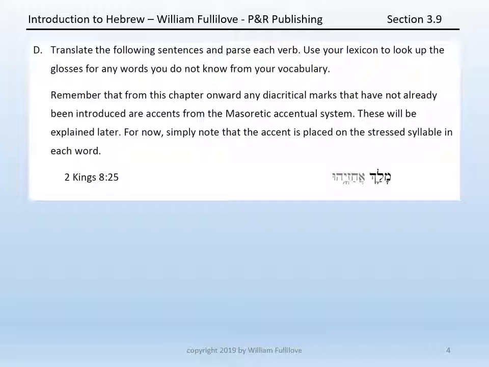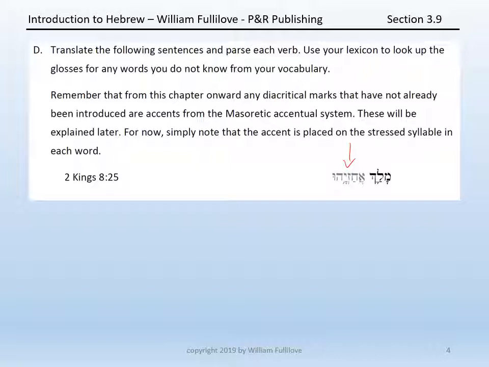With your knowledge of this basic form of the Hebrew verb called the Qal perfect, you are now able, just in the 3rd chapter of the book, to start reading simple Hebrew sentences. For instance, 2 Kings 8:25, Malak Ahazyahu. Now, in the beginning of the book, we are giving names in gray type so that you don't spend a lot of time searching your lexicon for something that's a name.